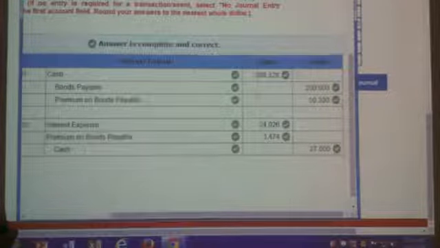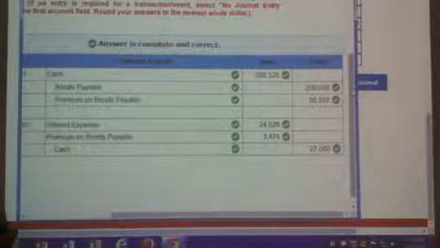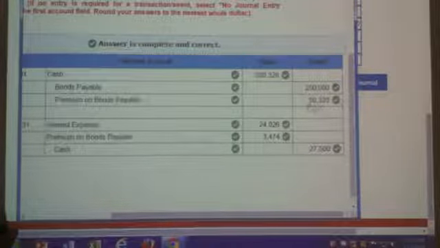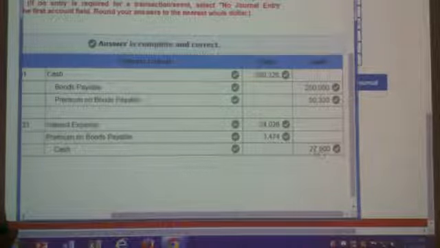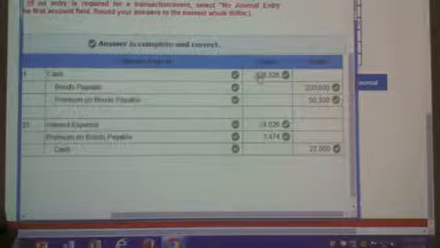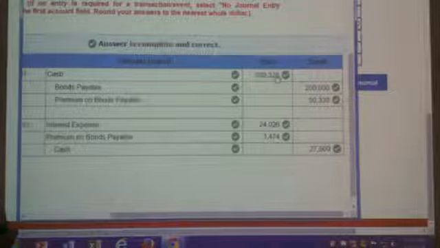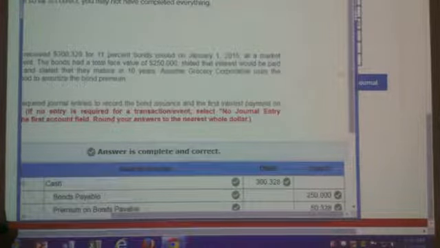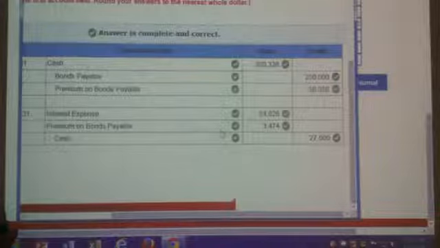So just to review one more time, we received $300,328 for a bond that was issued at $250,000. That means we received a premium of $50,328. When we paid interest of $27,500, the interest expense was recorded as $24,026, which is our book value, $300,328, times the market interest rate of 8%. And the premium on the bonds payable, the amount that's amortized, is the difference between the two.